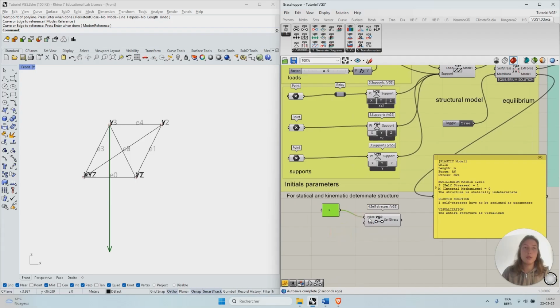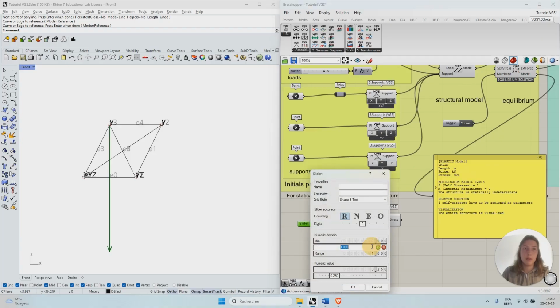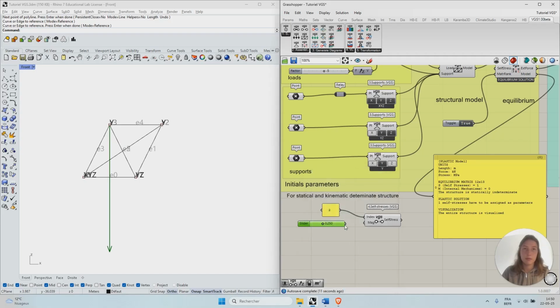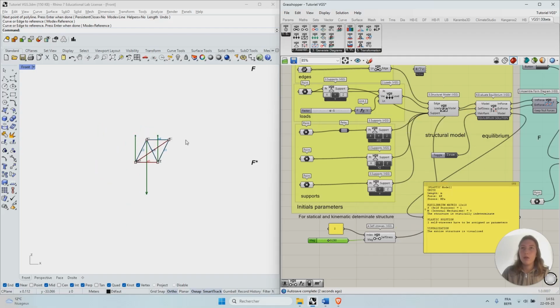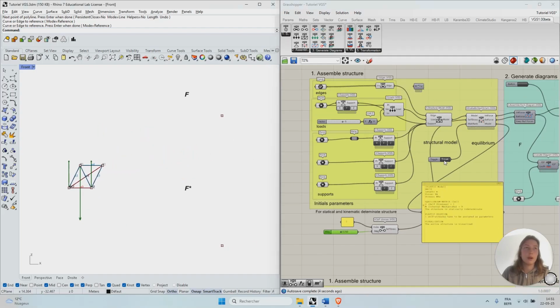And the second piece of information to give is the magnitude of the force. So I add a slider that I can edit to modify the value. Here, for example, the maximum I put 10 and the minimum -5. And I also connect it to the self-stress component. And now I can connect it to the evaluate equilibrium. And now we can generate the form and the force diagram.